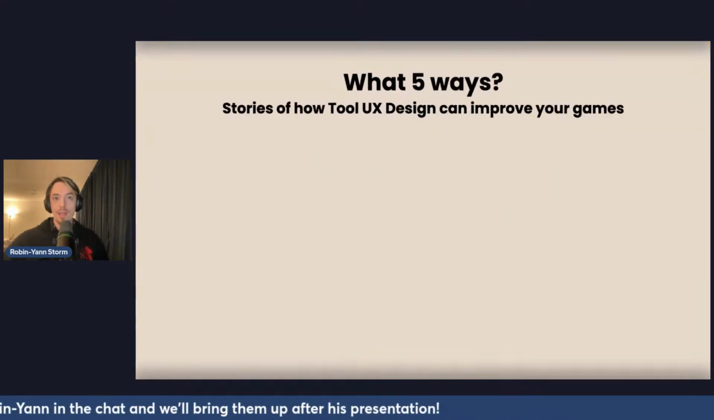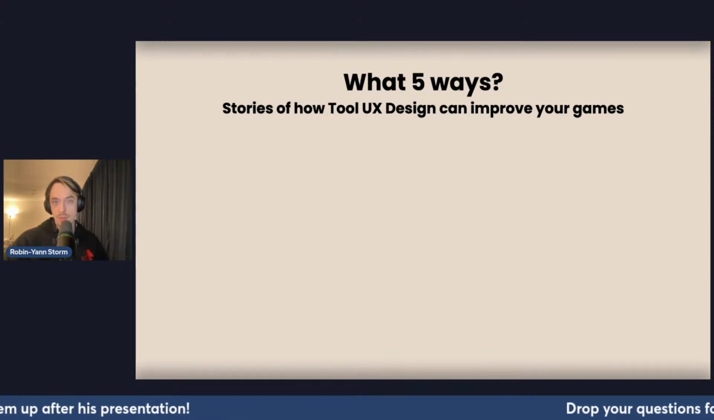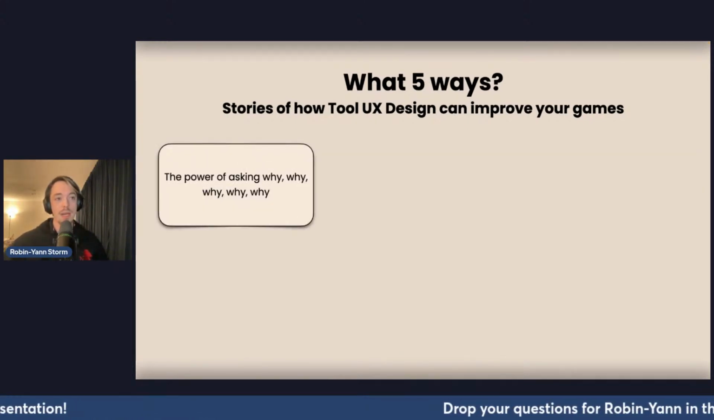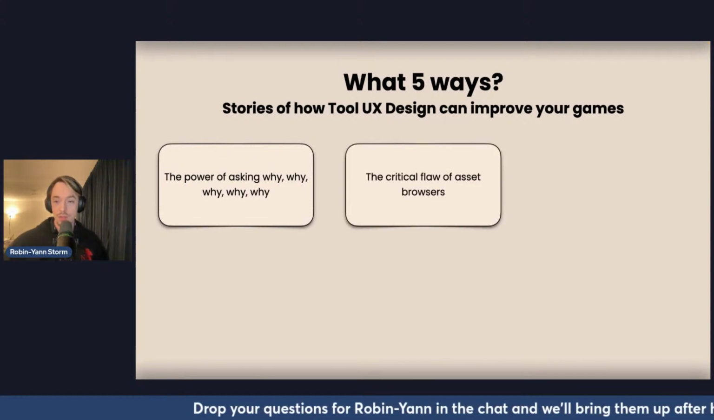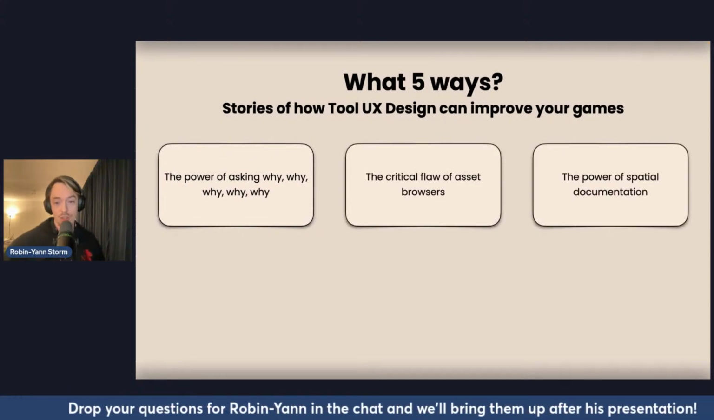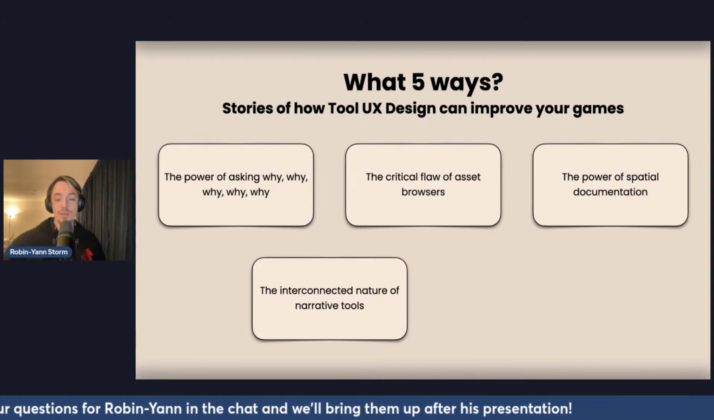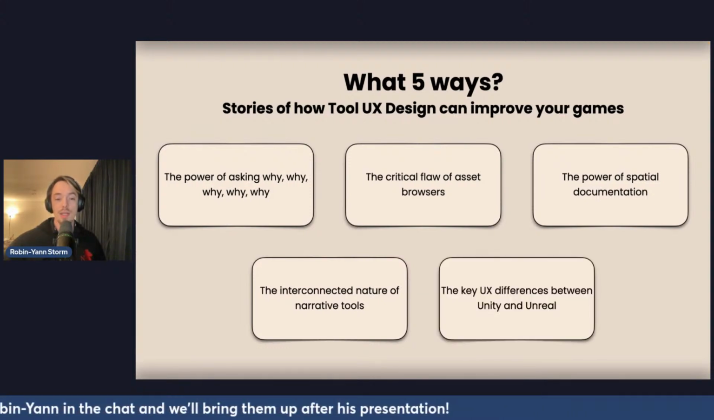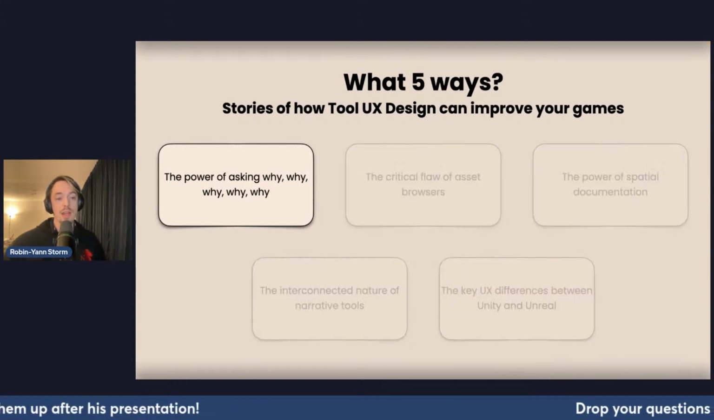So, what 5 ways? Well, I'm going to tell you some stories of how tool UX design can improve your games. And those 5 are the power of asking why, the critical flaw of answer browsers, the power of spatial documentation, the interconnected nature of narrative tools, and the key UX differences between Unity and Unreal. So let's start off with the power of asking why.